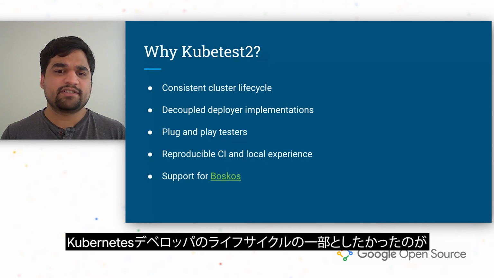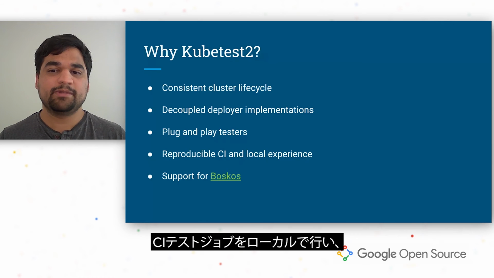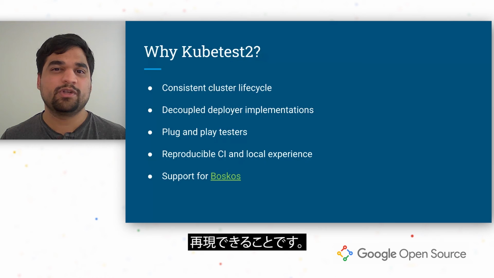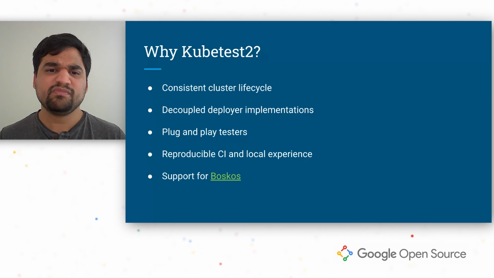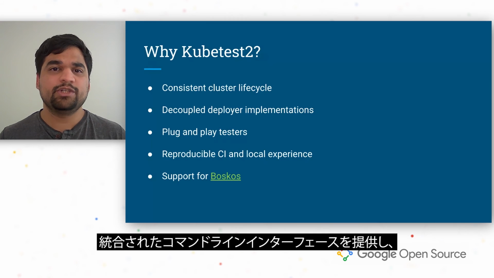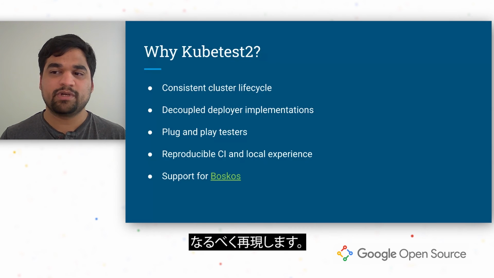One of the key features that we wanted as part of the Kubernetes developer lifecycle itself was being able to run CI testing jobs locally with as much hermetic reproducibility as possible. And as part of our goal to minimize legacy dependencies, we provide a unified command line interface to be able to reproduce the system under test in both CI and local environments as closely as possible.